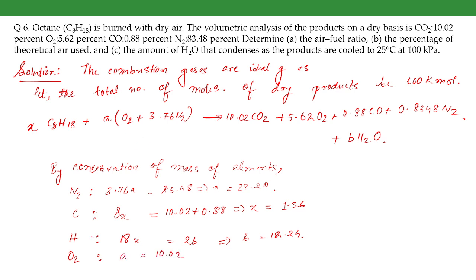And for oxygen, we take total O2. So A is equal to 10.02 O2 plus 5.62 O2 plus 0.88 O, so this is 0.44 O2, plus B. This implies B is equal to 12.24. So we have found B is equal to 12.24 from this as well as the hydrogen balance, so it is balanced.